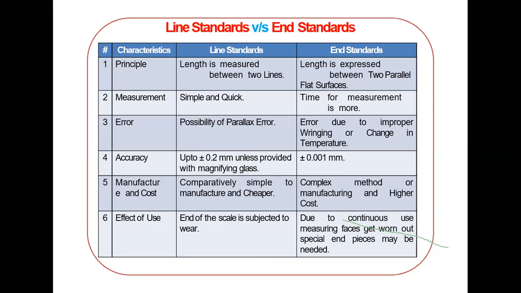Next one is the manufacture and cost. So what is the type of manufacture and the cost of the line standard and end standard? For the line standard, it is comparatively simple to manufacture and cheaper than the end standard. So it is easy to manufacture and cost is also cheap. But coming to the end standard, it has a complex method and these are higher in cost. So the higher the accuracy, the higher also the cost. It is for the end standard.